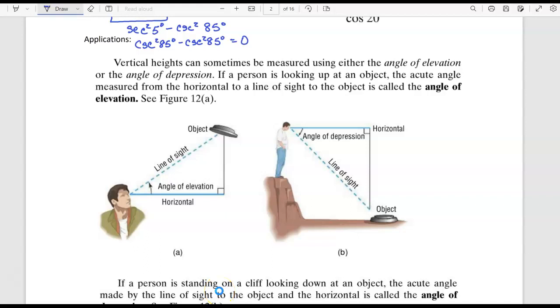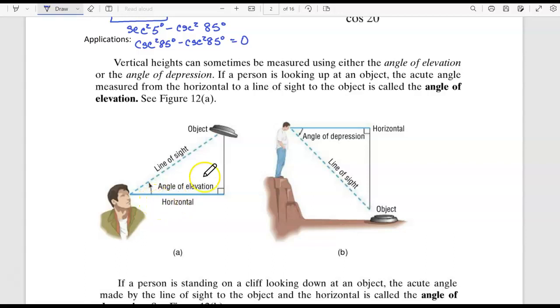In this video, we're going to look at some applications of right triangle trig. Let's look at a few definitions first. So we're going to talk about angle of elevation and angle of depression. So when we talk about the angle of elevation, we're thinking about looking up at something.